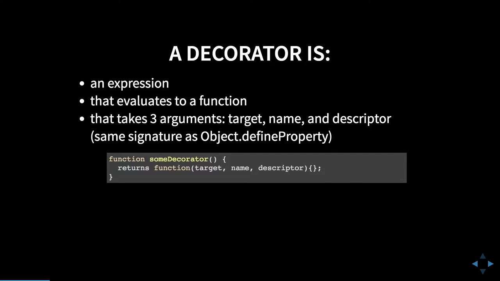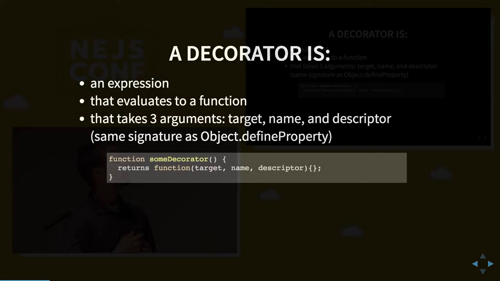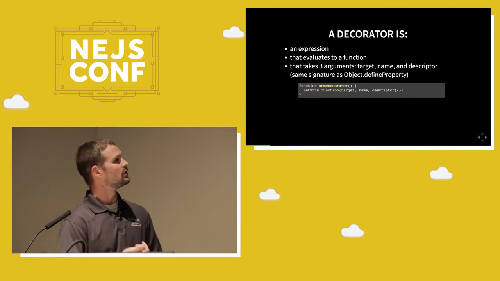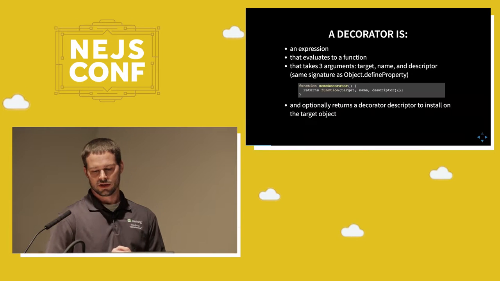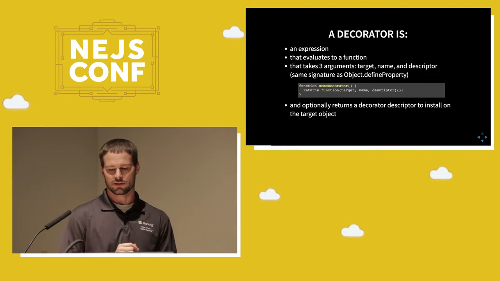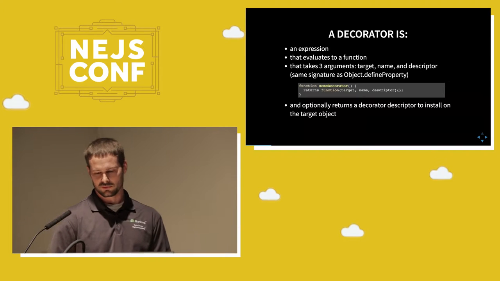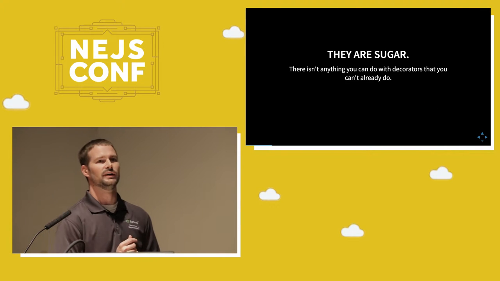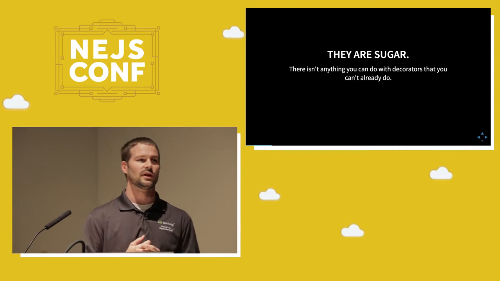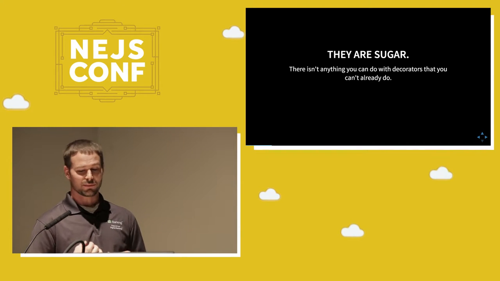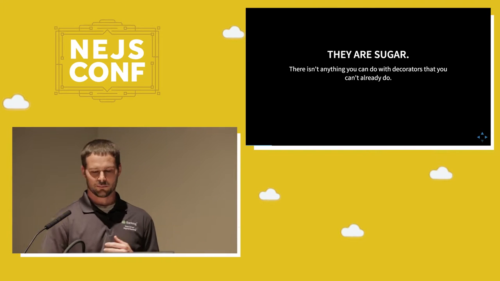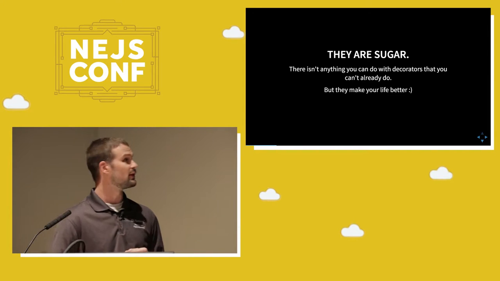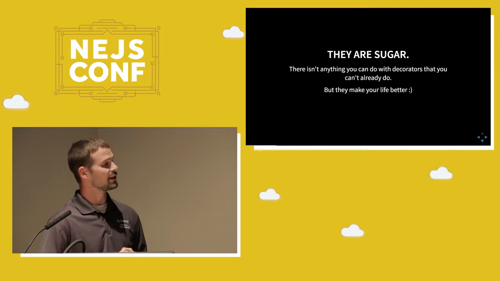And so you'll have a function that looks like this. You can have a function that either returns another function for your decorator, or it can just be that inner function, depending on whether or not you pass arguments to your decorator. It will optionally return a decorator descriptor to install on the target object. Hopefully we'll be able to dig into that and see what that all means. But the important thing to keep in mind is that they really are just syntactic sugar. At least in my experience, everything that you can do with decorators, you can already do in JavaScript. They just hopefully give you a better syntax to do it with, and hopefully make your life a little bit better, as they have made mine, I think.